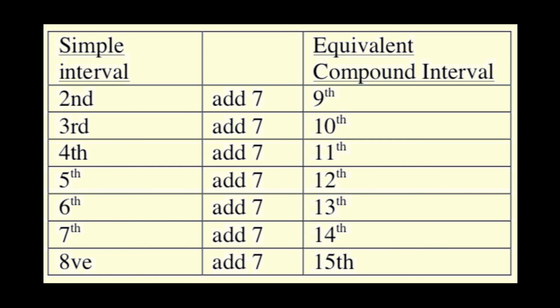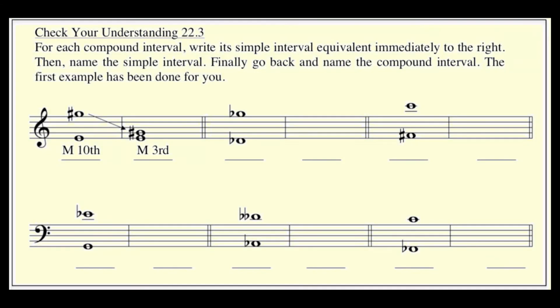And you can go ahead and try this. This is Check Your Understanding 22.3, in which you take a compound interval and reduce it down to its simple interval equivalent, just by taking that upper note and moving it down an octave. Then you label the simple interval by figuring out if it's major, minor, diminished, augmented, etc. And then go back and label the compound interval. Make sure to use the same quality that you used for the simple interval.